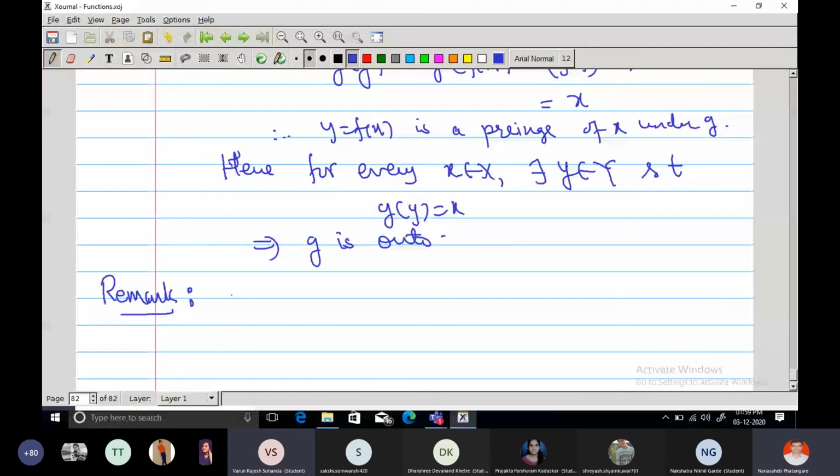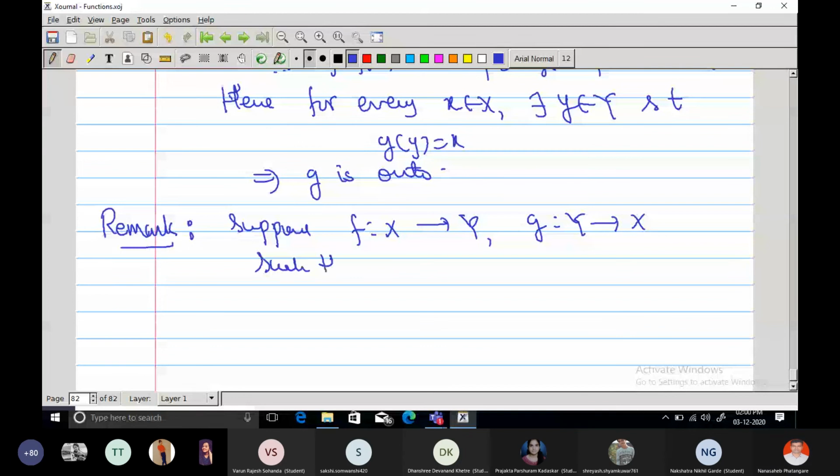Now suppose f is a function from X to Y, g is a function from Y to X, like the previous situation, such that g composite f is from what to what? Not Y to Y. For g composite f, first we are applying f, so it is X to X, because when I say g composite f, that means we apply f first, but f can be applied on X only.